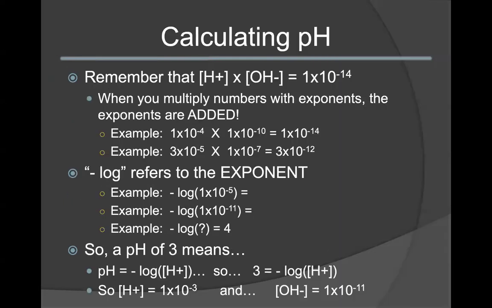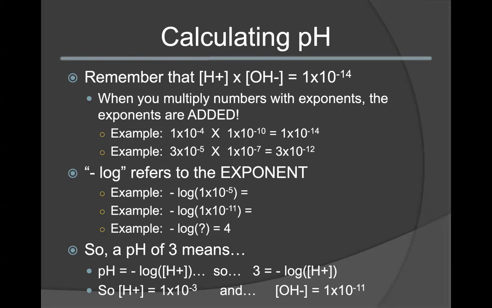So let's do an example of this. Remember that when you have the concentration of hydrogen ions and you multiply it by hydroxide, you should get 1 times 10 to the negative 14. Remember, when you multiply numbers that have the same base, you're simply adding those exponents. Similar to if I had x squared multiplied by x to the third, I would end up with x to the fifth. That's the exact same principle we see here.